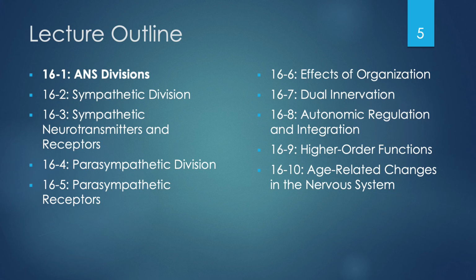Then we'll move into the parasympathetic division and talk about parasympathetic receptors. Following that, we'll discuss the effects of the organization of our autonomic nervous system. We'll discuss dual innervation and what that means, the autonomic regulation and integration. Finally, higher order functions, which includes things like our learning, intelligence, and consciousness. And then lastly, we'll wrap everything up with a discussion on age-related changes in the nervous system.